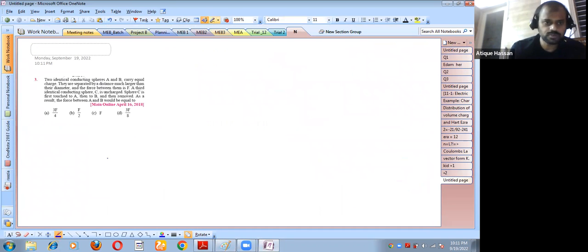Try this question number 3. This is JEE Main 2019 question.